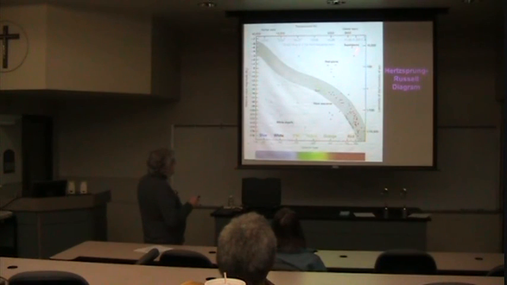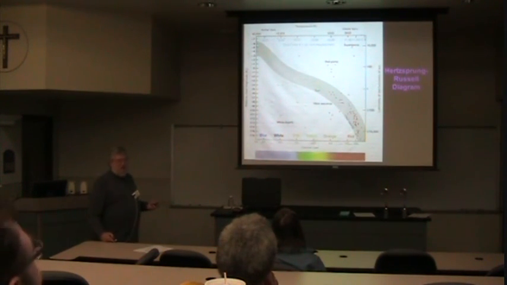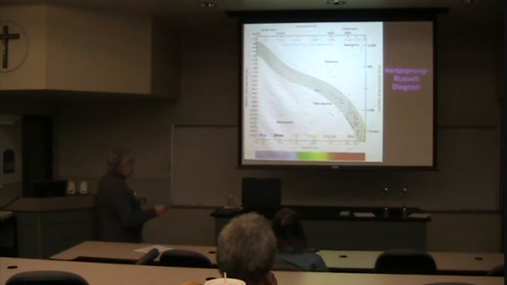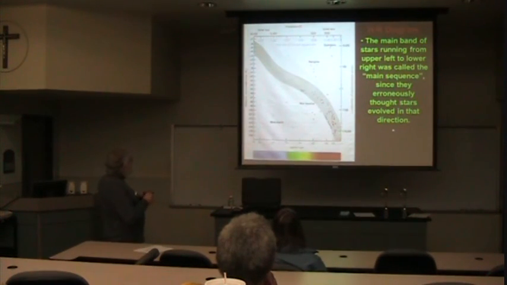And they also saw that there were some exceptions, some things up here, things down here, even a few across the top of the middle. And those exceptions are extremely important as well, as we'll see when we're getting into some of the more remote distance measurement techniques. They call this band the main sequence because of a mistake.